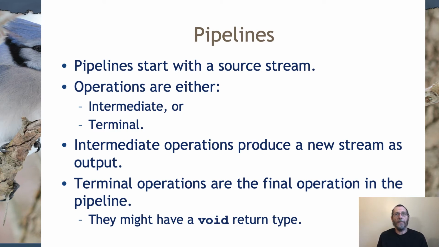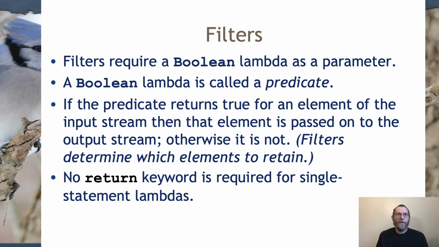So let's look in a little bit more detail about what it means to write a filter operation, a map operation, and a reduce operation. The parameter to the filter call is always a lambda that produces a Boolean result. And Boolean result lambdas are called predicates. And the idea is that the lambda, when applied to an item in the stream, returns either true or false.